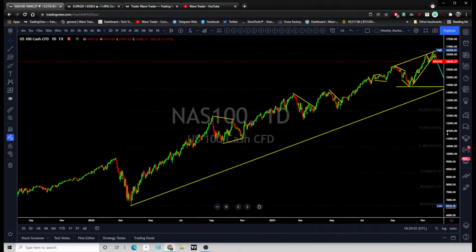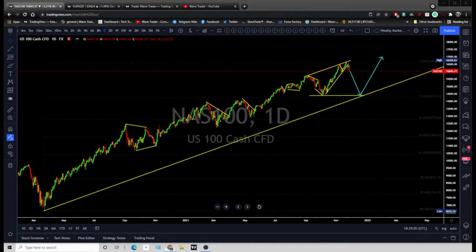Okay, so it hasn't shown the weakness yet. Okay, so I'm expecting this. Yeah, last week I was talking about a bigger correction, guys. So I'm still expecting a bigger correction. All right, and that can happen once QE is going to end. All right, that can happen. So right now this is going to be a buy the dip opportunity.